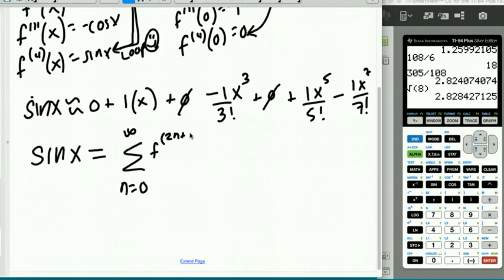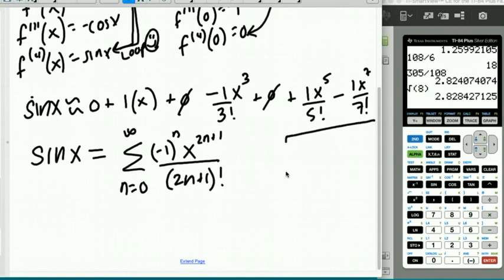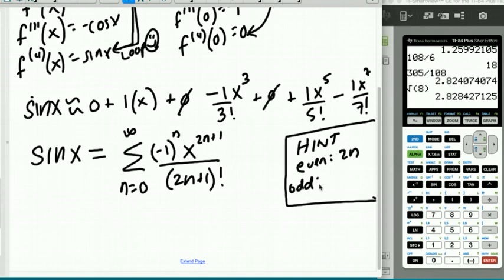Oh, we don't even need that. Sorry, I don't need that derivative. It's going to be alternating, so it's going to be a negative 1 to the n, because it starts positive, x to the odd powers. The way we write odd power is x to the 2n plus 1 over a 2n plus 1 factorial. So just as a hint, the way we write an even power is 2n, and the way we write an odd number is either 2n plus 1 or 2n minus 1.